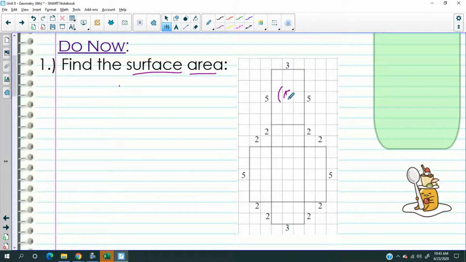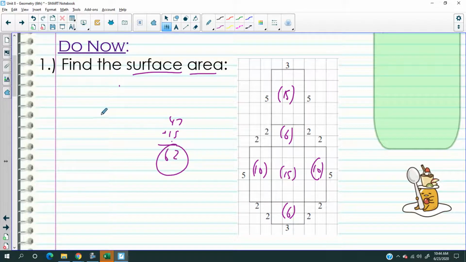Okay, 3 times 5 is 15. Let's see, what is this? This is a 3 by 2, that's 6. This is a 2 by 5, so that's 10. So is this then. All right, and then this is a 3 by 5, right? So that's 15 again. So these two are the same. So this one is a 6, right? So let's add them up. Let's see, 15 plus 6 is 21, 31, 41, 47, 47 plus 15, what's that? 62, that's right. Okay, all right, that's it.